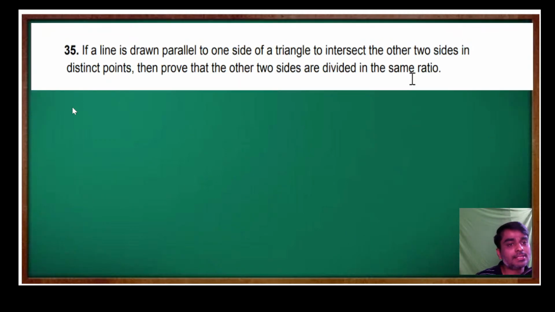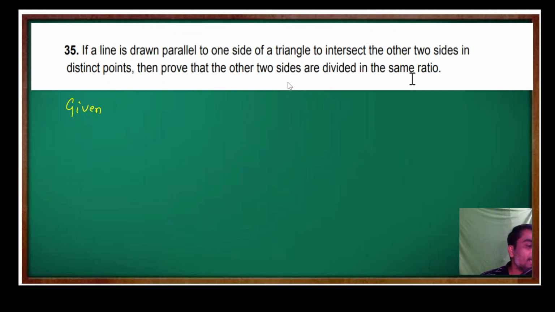So here is next. If a line is drawn parallel to one side of a triangle to intersect the other two sides in distinct points, then prove that the other two sides are divided in the same ratio. So this is a very simple question. First you write given. What is given to you? They are telling, if a line is drawn parallel to one side of a triangle.